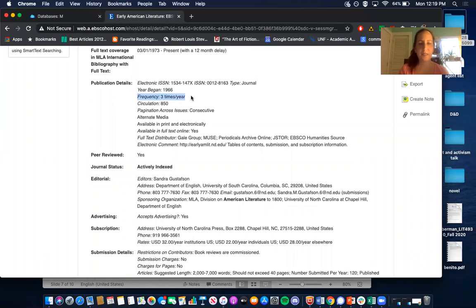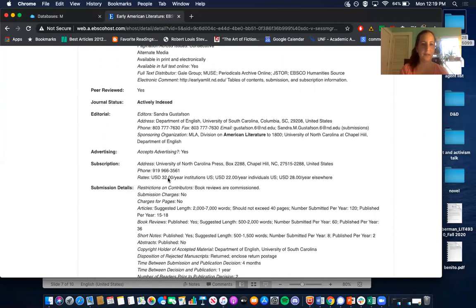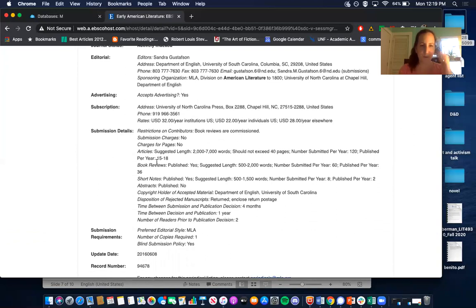We see the frequency, how often it's published, 3 times a year. That's pretty large circulation for journal articles. And then we look at article suggested length, 2,000 to 7,000 words. So that's actually on the short side. Should not exceed 40 pages. They'd be willing to take things that are a little longer than 7,000 words, obviously. It's nice that they have this short range here.